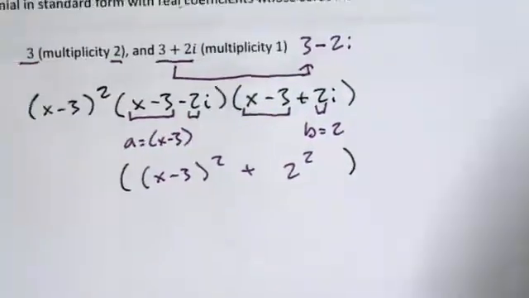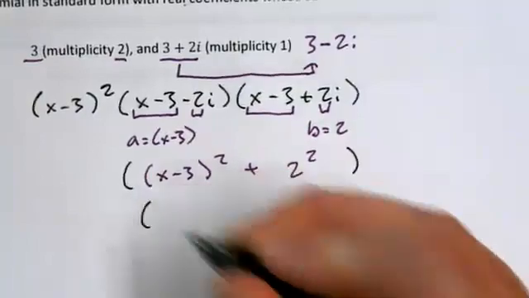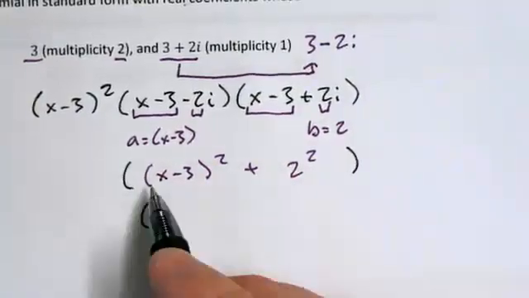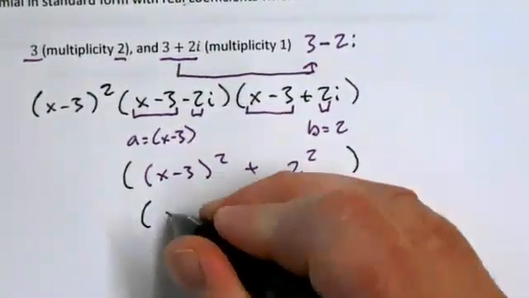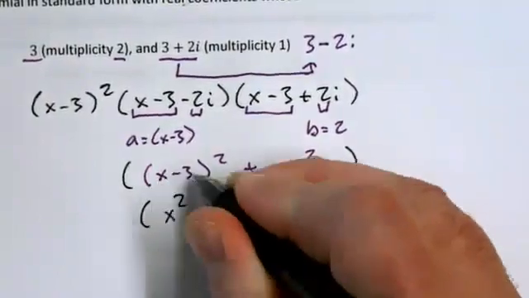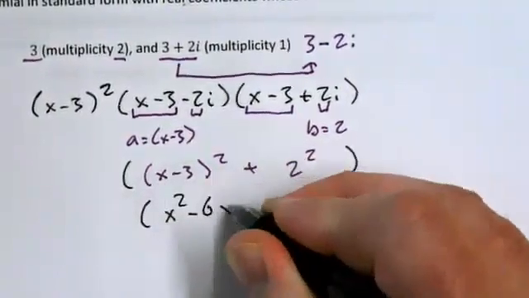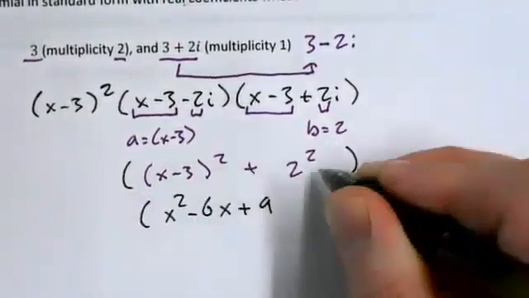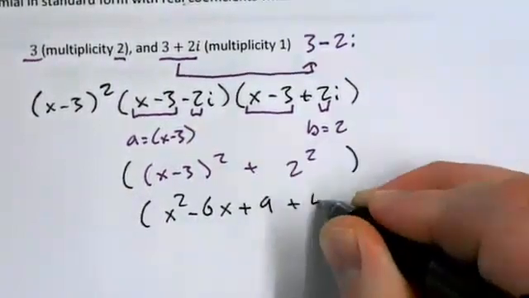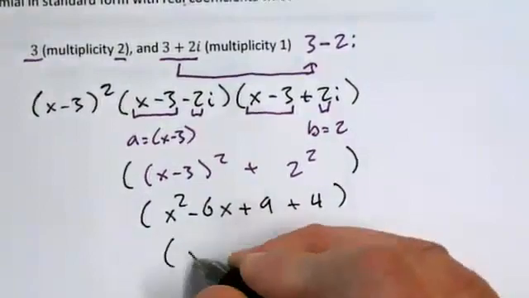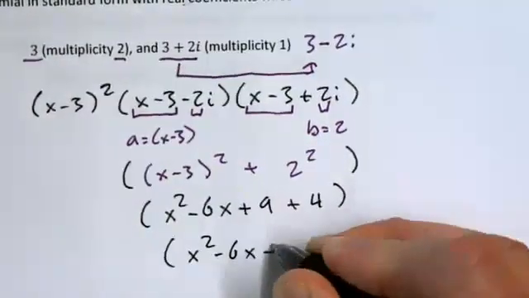I'll use my shortcut for x minus 3 squared. The quantity x minus 3 squared, that's going to be x squared minus, multiply them together and double it, which would be 6x. And then we'd have plus 9. And then don't forget about our plus 2 squared, that's a 4. So that factor is x squared minus 6x plus 13.